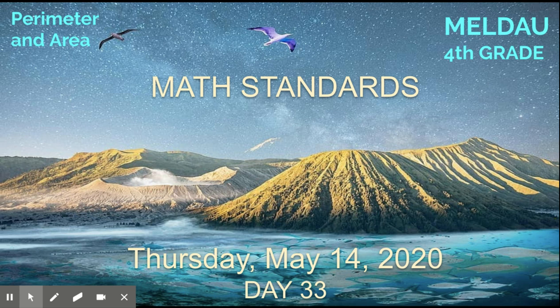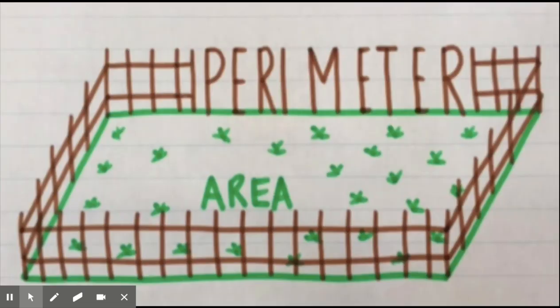Today, we are going to continue reviewing some standards that we struggled with throughout the year. And the standard we're going over today is perimeter and area. Now, perimeter and area is pretty straightforward. A lot of you did get it, but I wanted to review it just to make sure that you do understand, because in 5th grade, they're going to add volume to this.